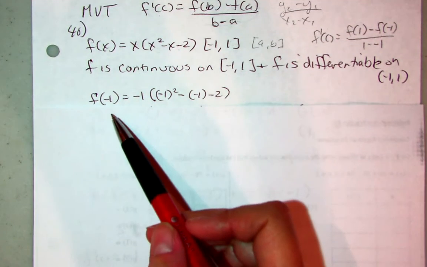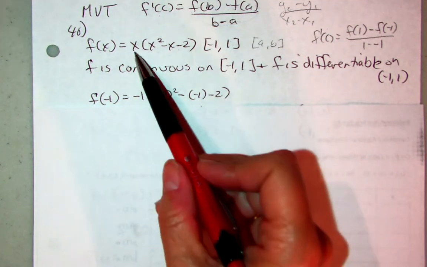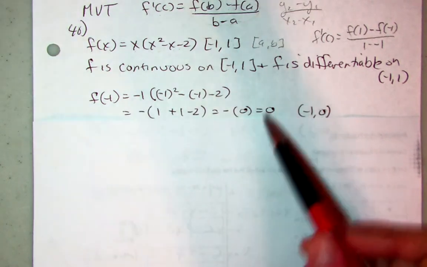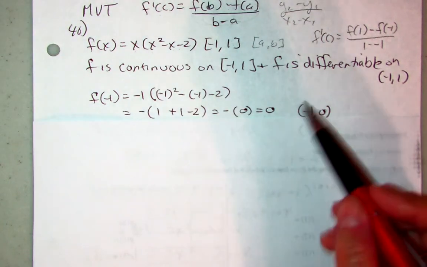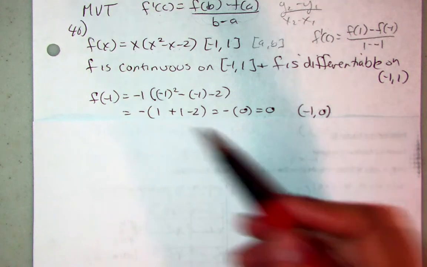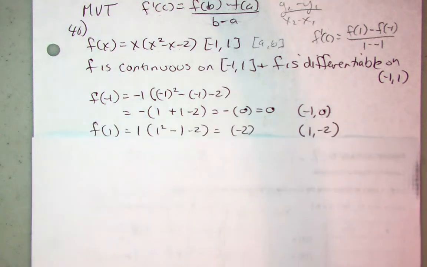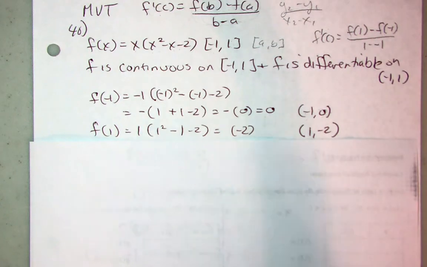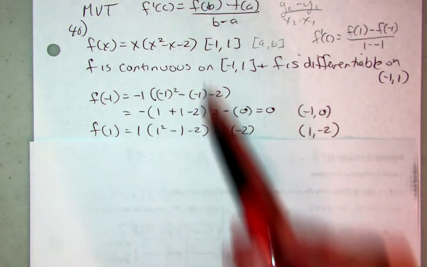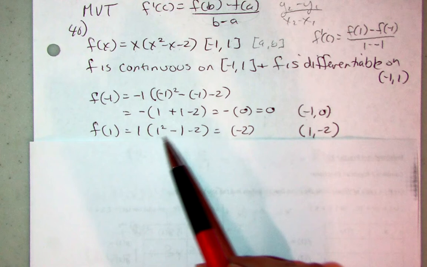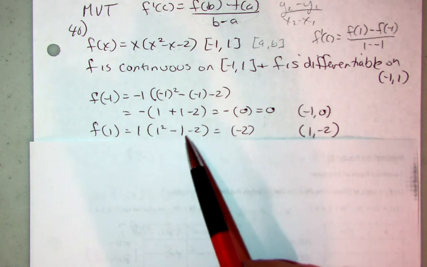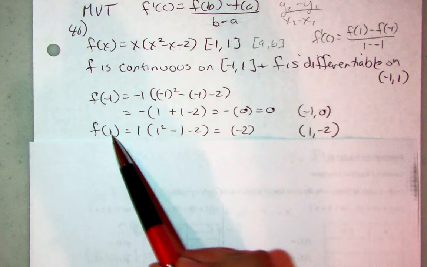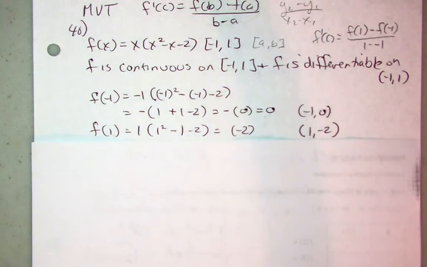So f of -1. I'm going to substitute in -1 everywhere for x. And what do I get? 0. So my first ordered pair is -1, 0. Now let's do the other endpoint, B. Isn't that what I need? So f of 1. Put in 1 everywhere for x. So 1 squared is 1, minus 1 is 0. 0 and a -2 is -2. -2 times 1 is -2. So this next ordered pair is 1, -2.